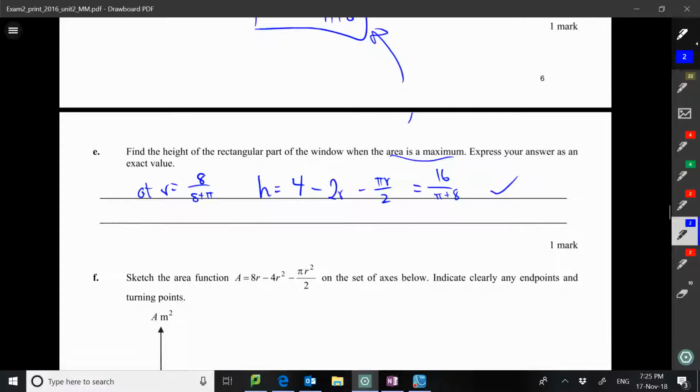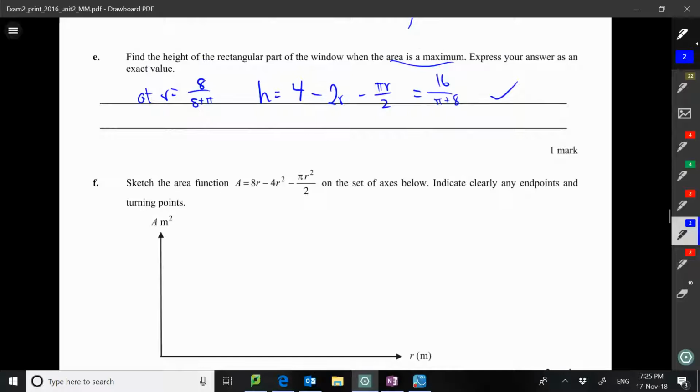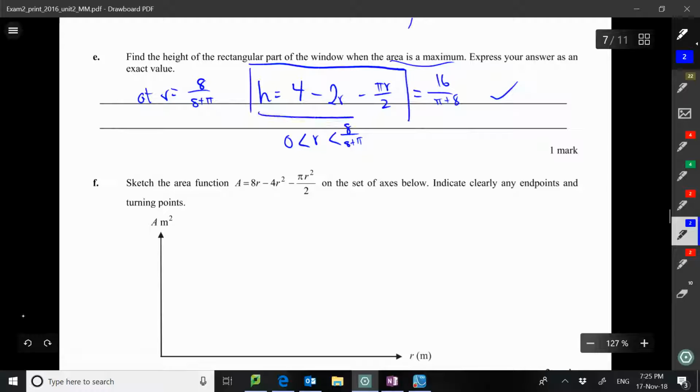Now, there are a couple things to be careful about. When we're doing this, especially for the next question, you have to be mindful of the domain in terms of height and radius. Now, the radius can only be up to 8 over 8 plus pi. And since my domain can only be between 0 and 8 over 8 plus pi, what you have to make sure is this graph accounting for that? Because that's my domain, true?